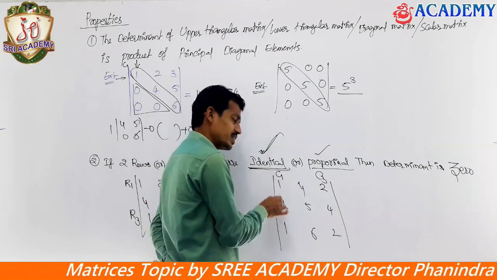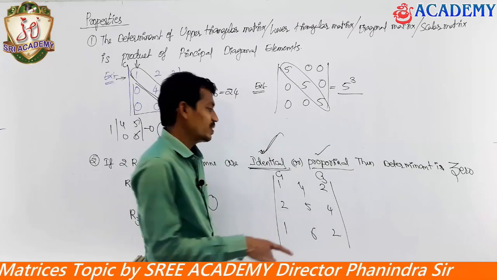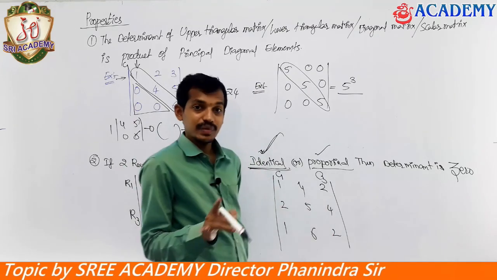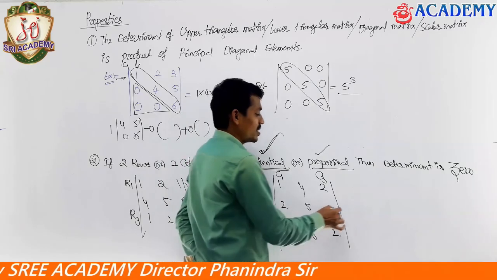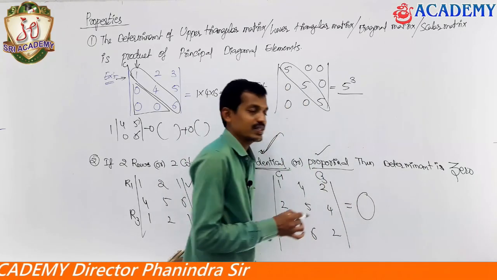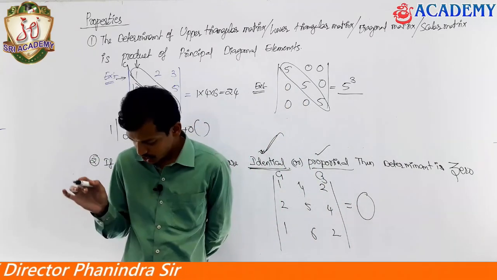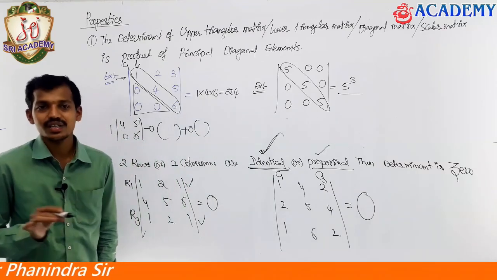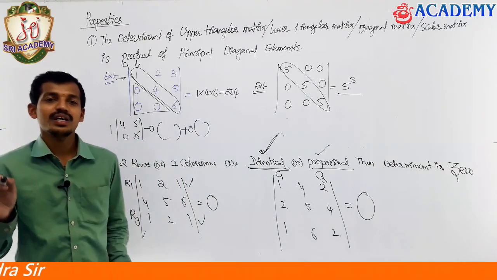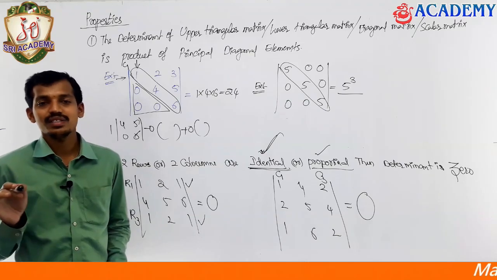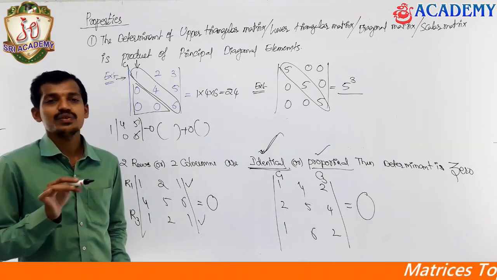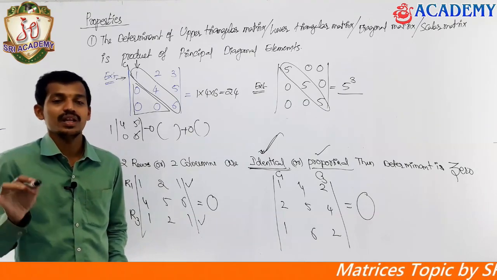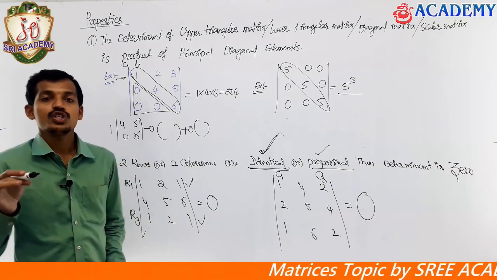If you multiply this column number 1 with 2, you will get 2 4 2. That's the meaning of proportional. If rows or columns like this exist, the determinant is always going to be 0. These two statements are very important. The determinant of an upper triangular, lower triangular, scalar, and diagonal matrix is always the product of the principal diagonal elements, and if two rows or two columns are identical or proportional, the determinant is equal to 0.